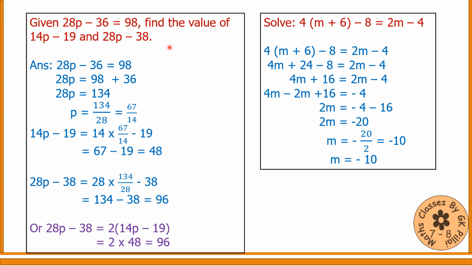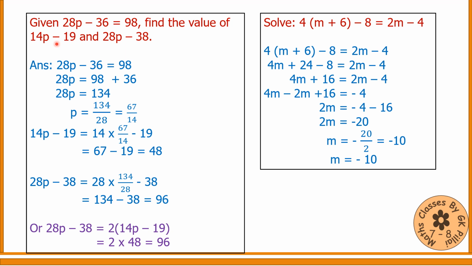These two questions are from the textbook only, but I have included them in my video because there is some difficulty in doing these sums. The first one, 28p minus 36 equal to 98. Adding 36 to both the sides, you will get 98 plus 36 on the right hand side, 134. Dividing both the sides by 28, we get 134 upon 28, that is 67 upon 14.